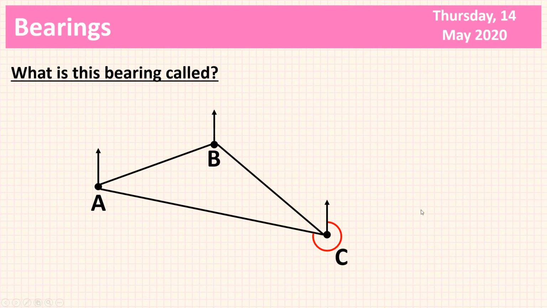What about this bearing? What's this bearing called? Well, this bearing is called A from C. Nothing changes even though we have 3 points. We're going from C, we're starting at the north line of C, and we're going all the way around till we get to A. How much do we have to turn before we can start moving towards A? That's what the bearing is.